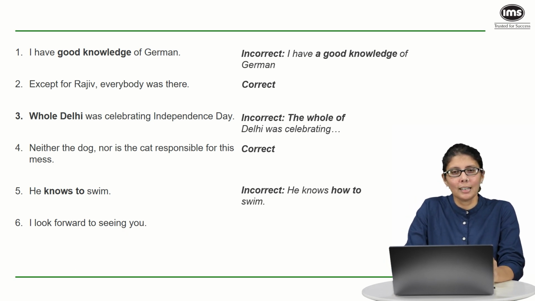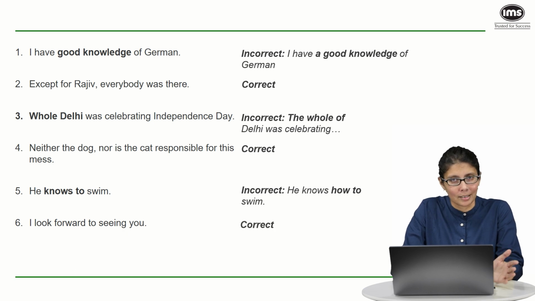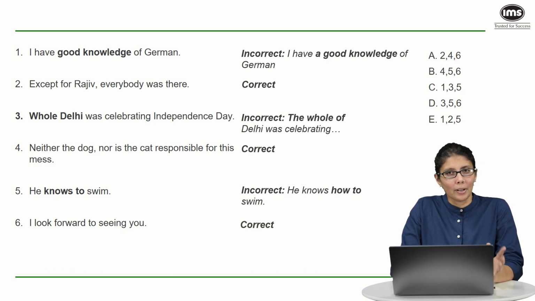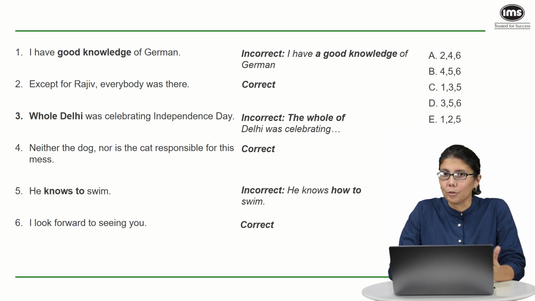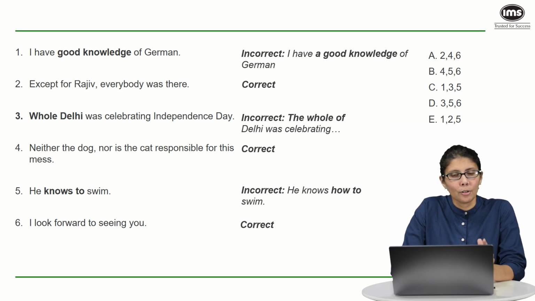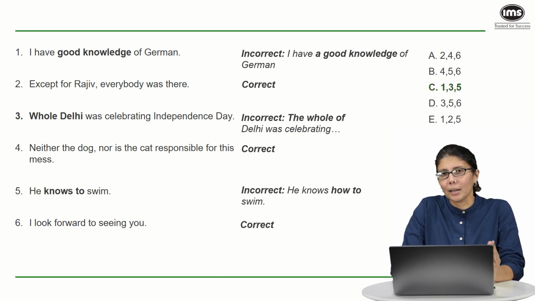I look forward to seeing you. There's nothing wrong with this. This is still correct. So, what have we learned from this question? What we have learned is that you do not need to be an expert in grammar. You just need to be able to guess intelligently. Since we have looked at why the sentences are incorrect, we can be fairly certain that our answer should be C, 1, 3 and 5.